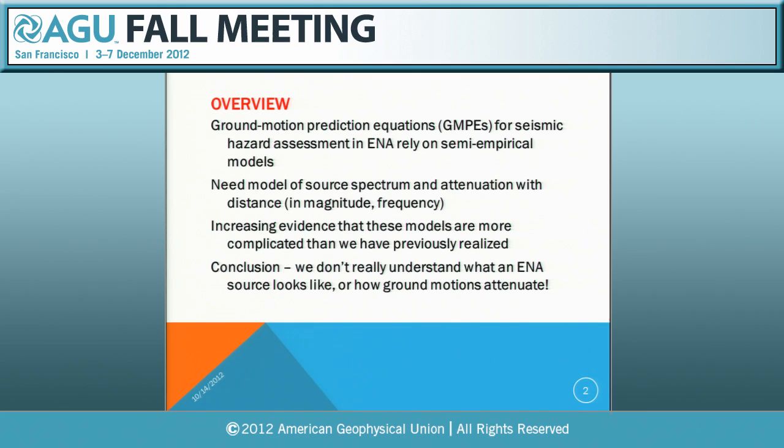And I'll give you the conclusion right at the beginning and come back to it at the end. The main conclusion is that we really don't understand very well what an earthquake source looks like in the East, and furthermore, we don't really understand how earthquake ground motions in the East attenuate, other than at regional distances.